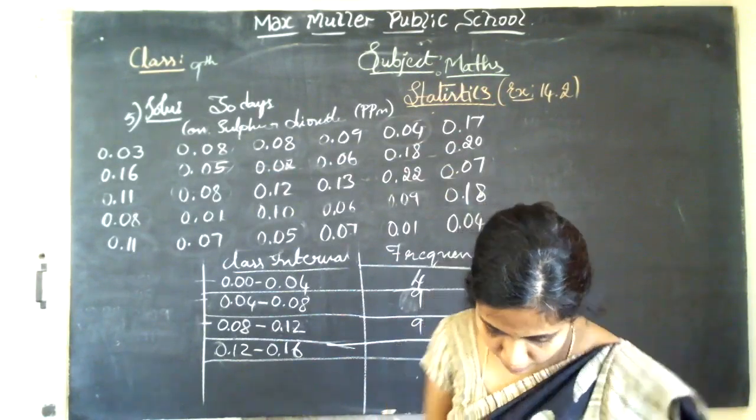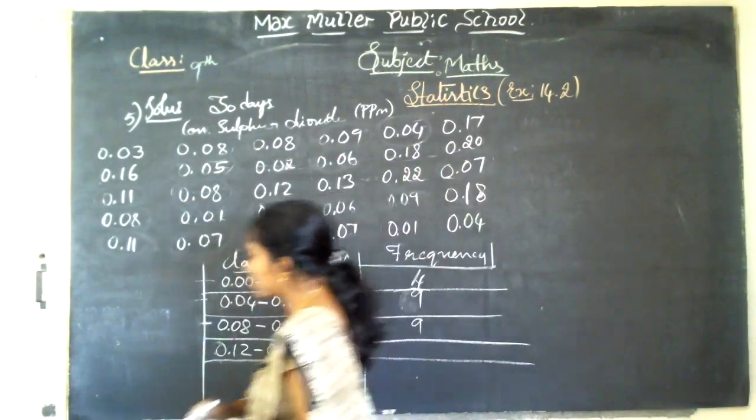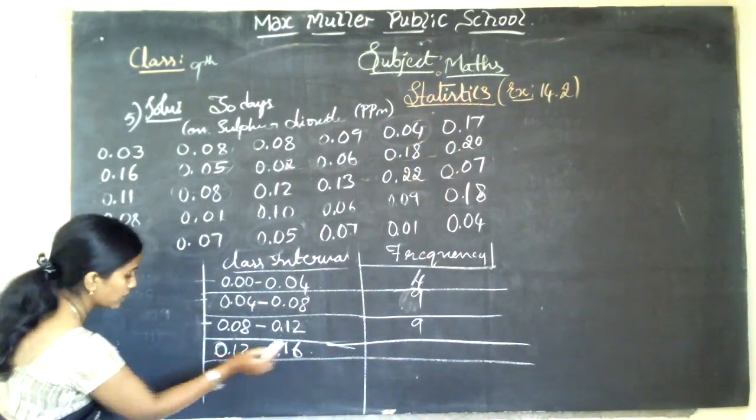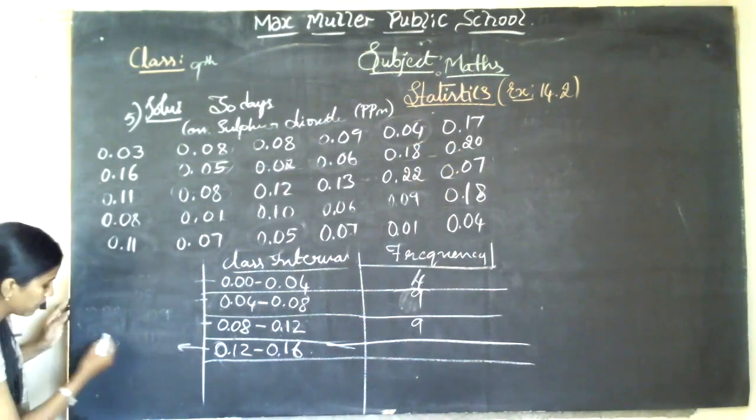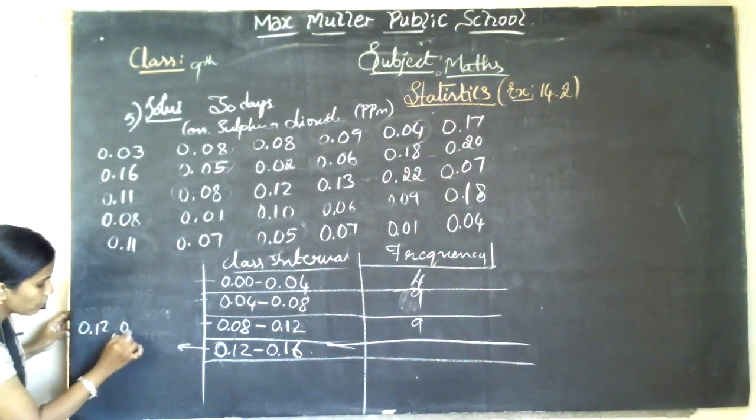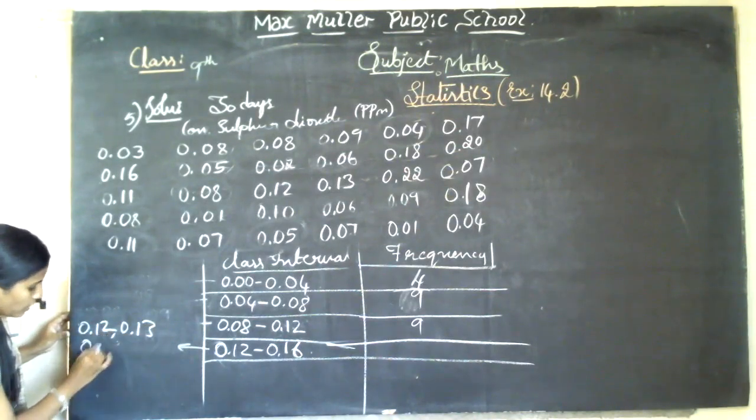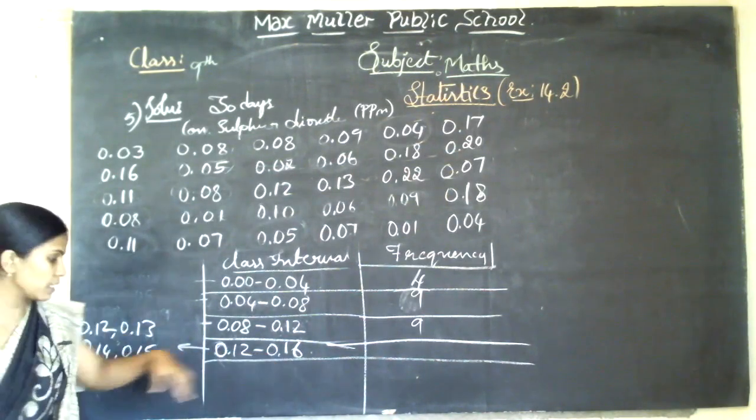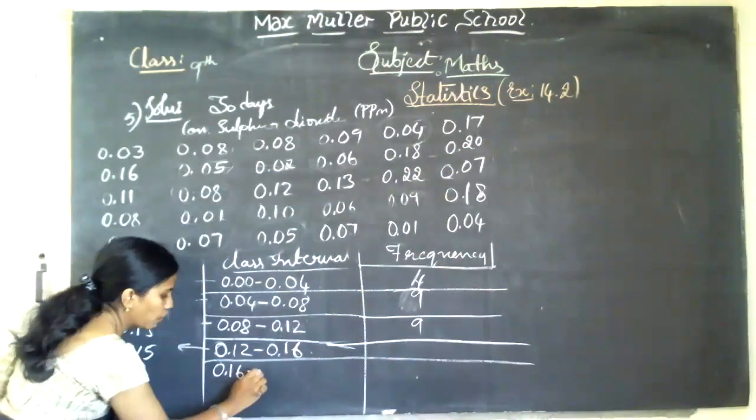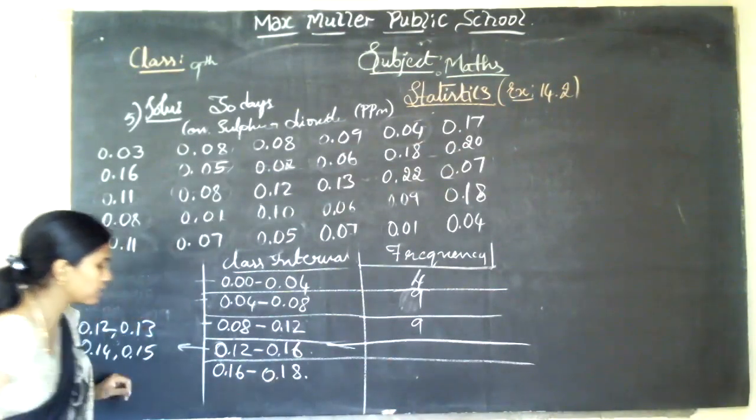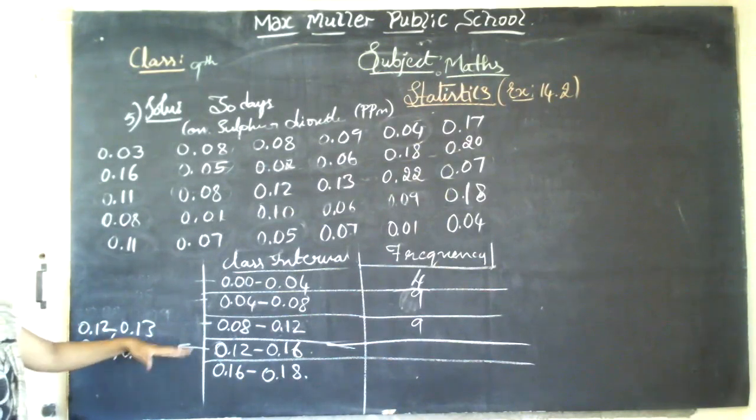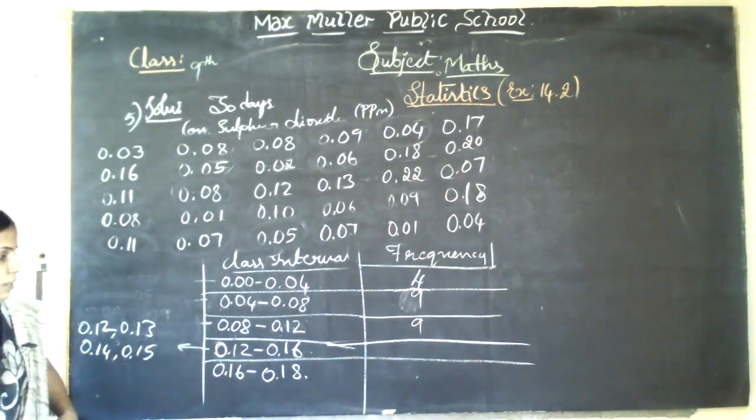Move on. 0.12 to 0.16. As I told you, leave the 0.16. So for this one I am writing 0.12, 0.13, 0.14, 0.15. Why have I not included 0.16? Because it will come in the next row. So let me take these numbers and search for them here: 0.12, 0.13, 0.14, 0.15. 0.16 will come in the next row.